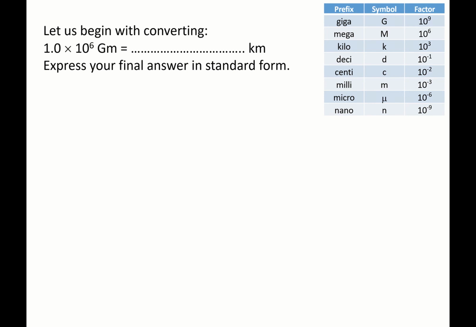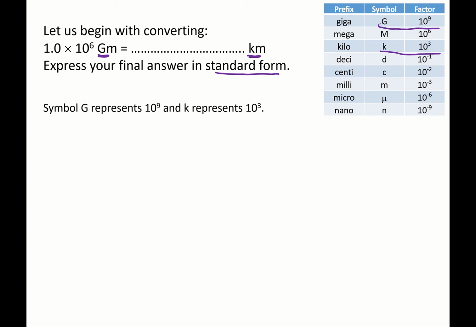Now, we're going to begin by converting one prefix to another prefix. Over here, the table on the top right corner is just to revive your memory. Let us convert gigameter to kilometers. How are we going to do that? And you're supposed to express your answer in standard form. Now, we know G represents 10 to the power of 9. And K represents 10 to the power of 3.